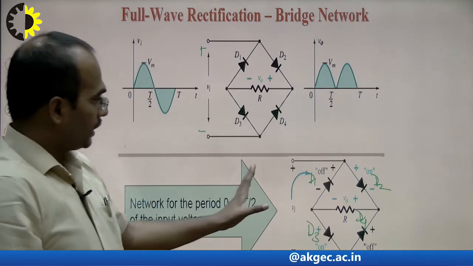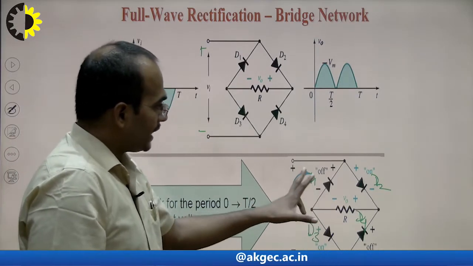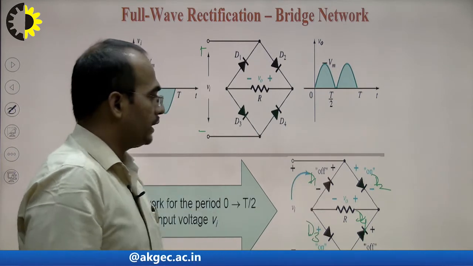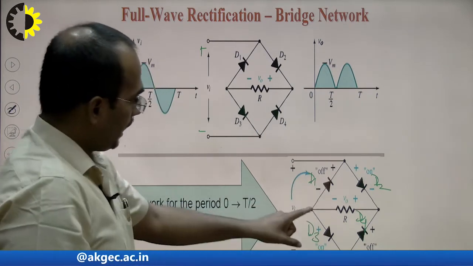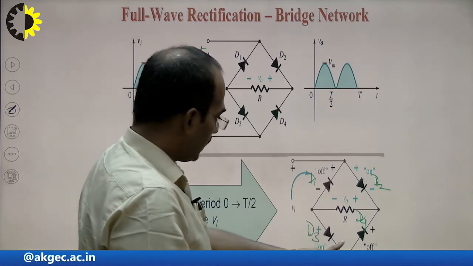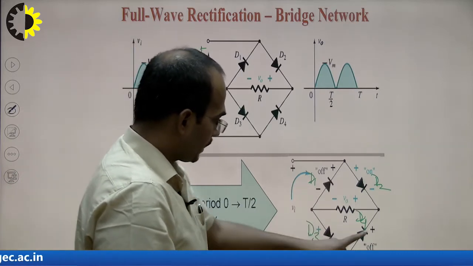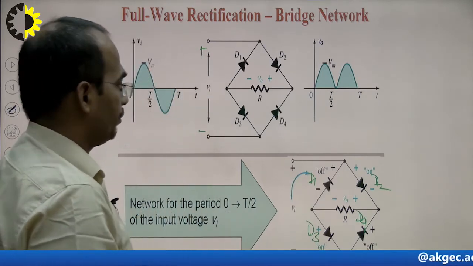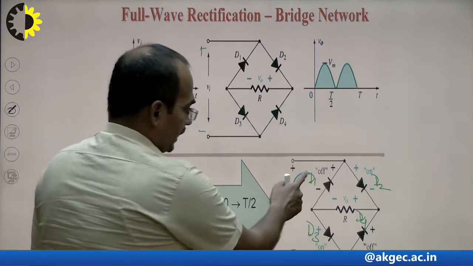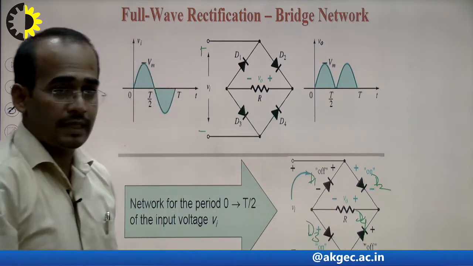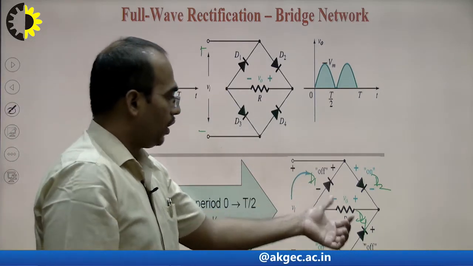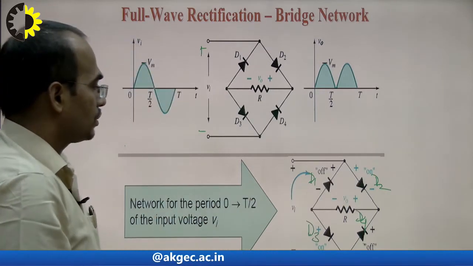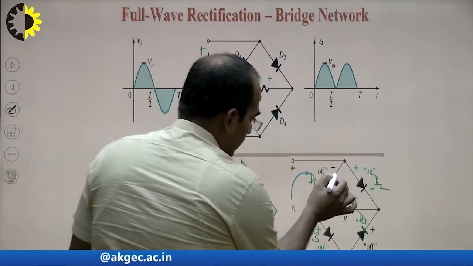So diode D1 will be reverse biased because the positive terminal is connected to the N side of diode D1, and the negative terminal is connected to the P side of diode D4. So diodes D1 and D4 will be reverse biased, and they will be open circuited or off, and diodes D2 and D3 will conduct. So it will behave as an open circuit.